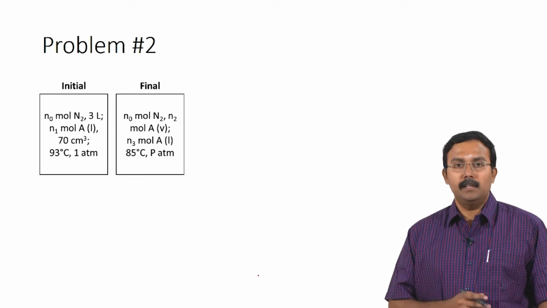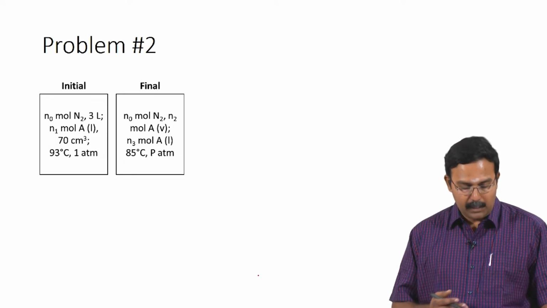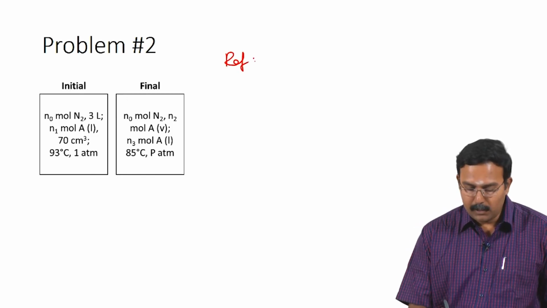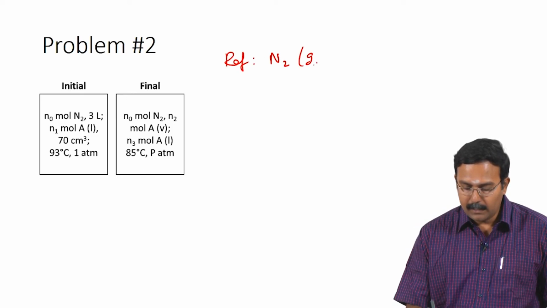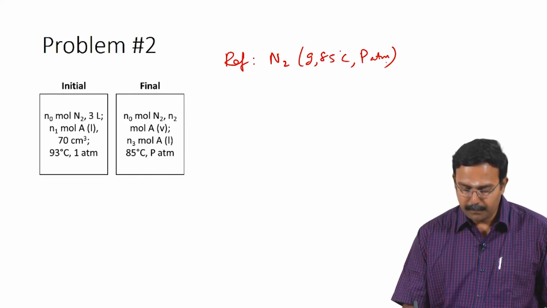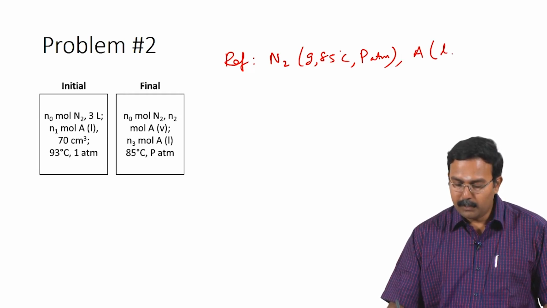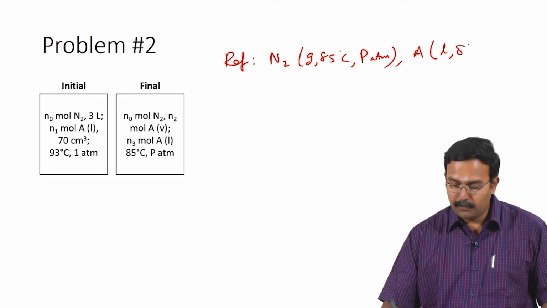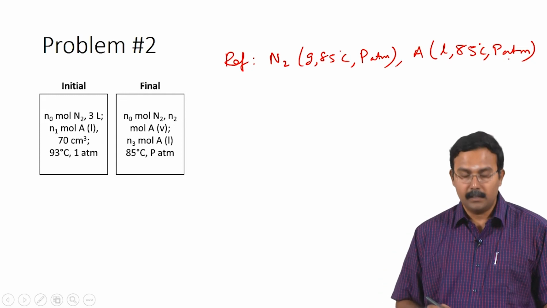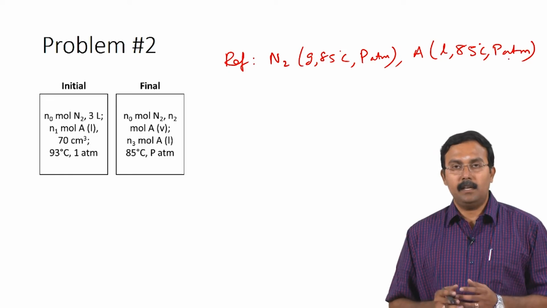We can either use the initial condition or the final condition as the reference states. So, here for the calculations I have used the final conditions as the reference state. The reference states used are nitrogen gas at 85 degrees Celsius and pressure P atmospheres, and component A as liquid phase at 85 degrees Celsius and P atmospheres, the final condition.